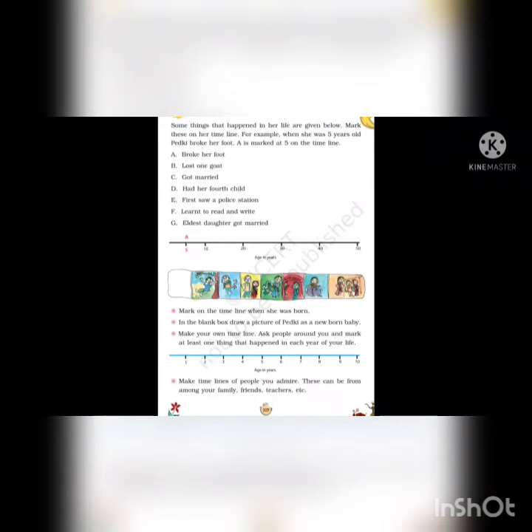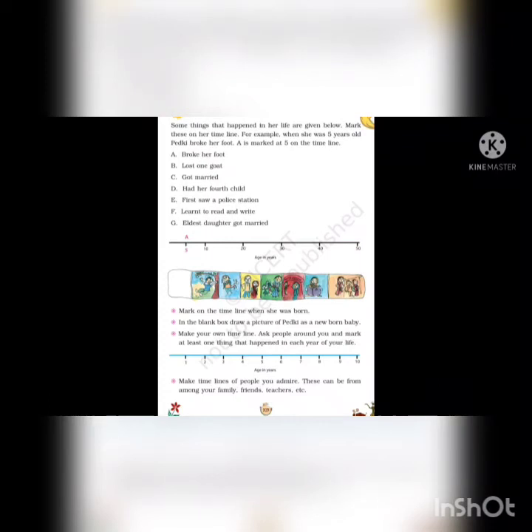Okay, different stages of her life. Her years are given here. You have to tell at what year, what happened with her. So at the age of 5, she broke her foot. So A is already written over here because A is broke her foot. And she broke her foot at the age of 5. So it is mentioned over here. So like that, you have to mention all of these things at the correct age. Okay, you can take help of the previous page where her story is given.